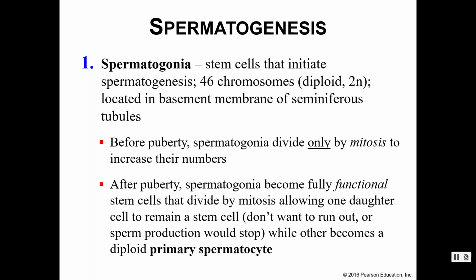But here's the key difference. After puberty, once they divide by mitosis, one of those daughter cells is going to remain a stem cell because we don't want to run out of those or sperm production would stop. Now the second daughter cell is going to become a diploid primary spermatocyte. This primary spermatocyte is what will eventually become sperm.